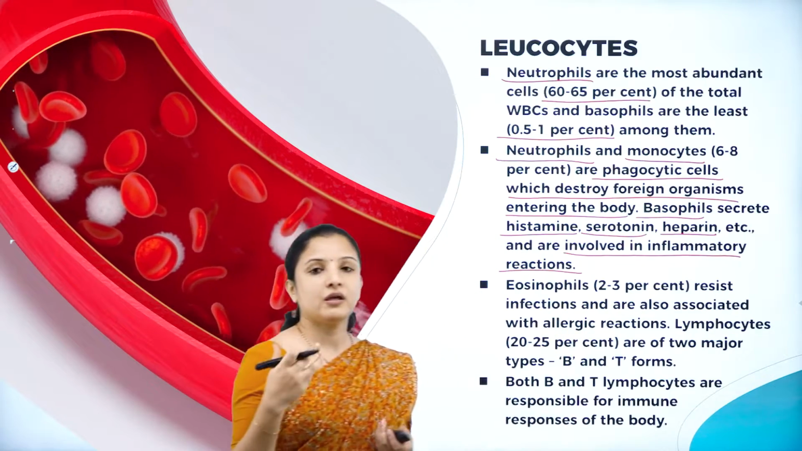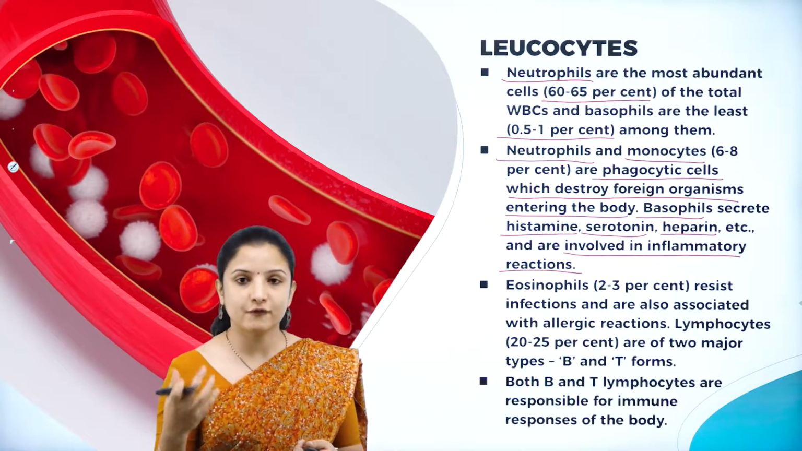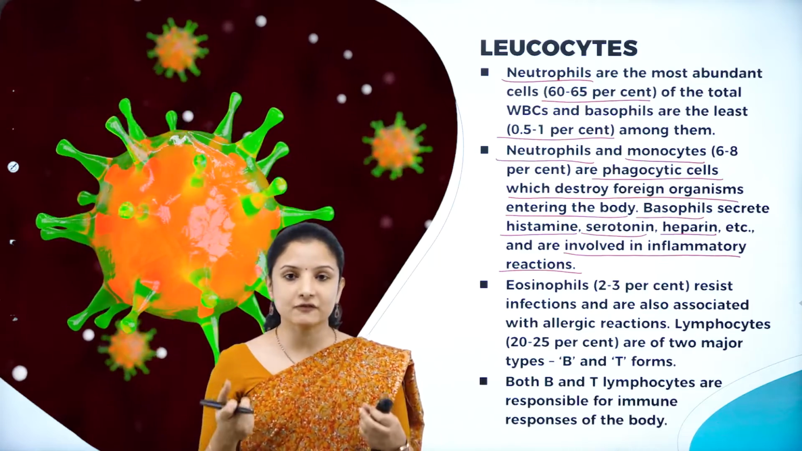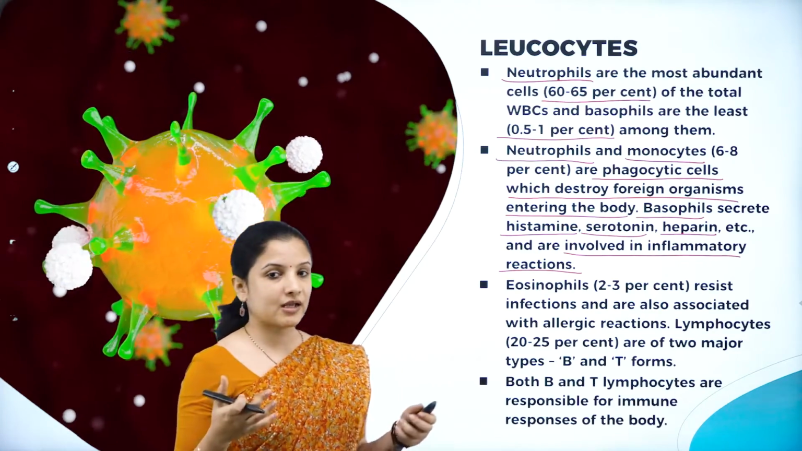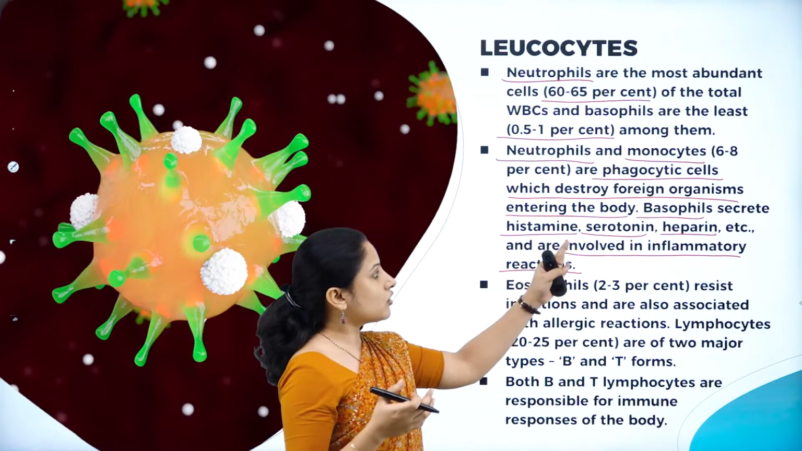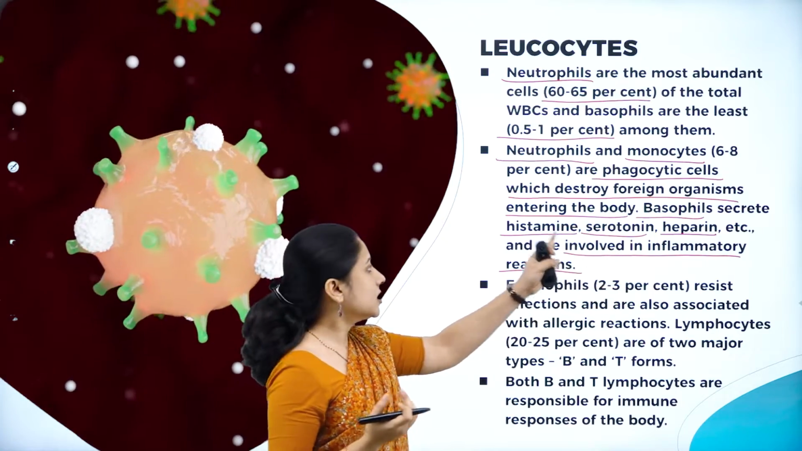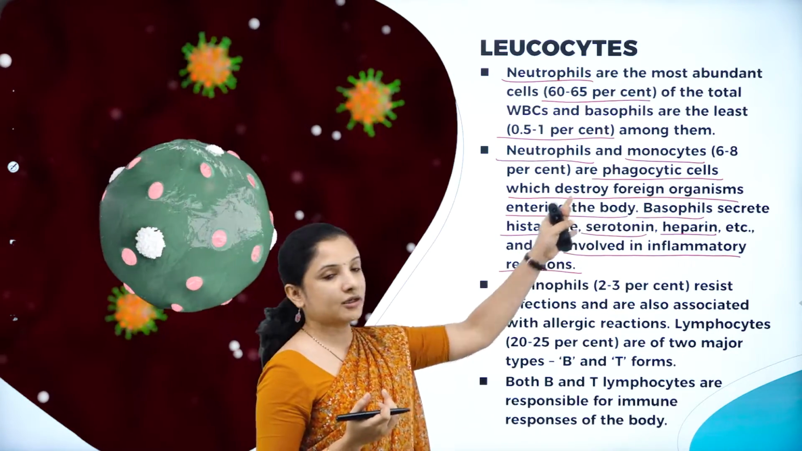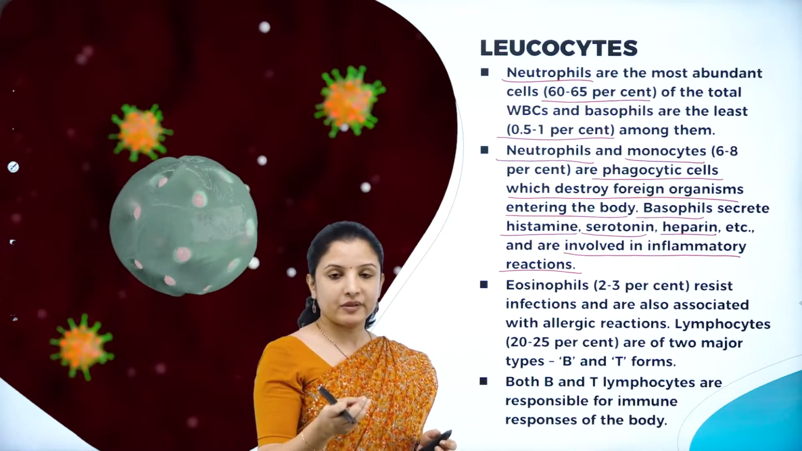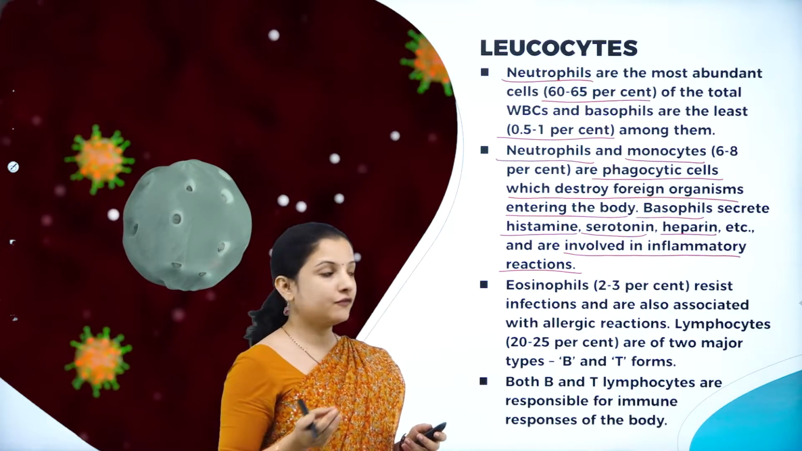So whenever our body is attacked by a foreign substance, our body gets inflamed. That inflammatory reaction is actually because of the secretions of histamine, serotonin and heparin by the granulocytes of the WBC, which are called the basophils.